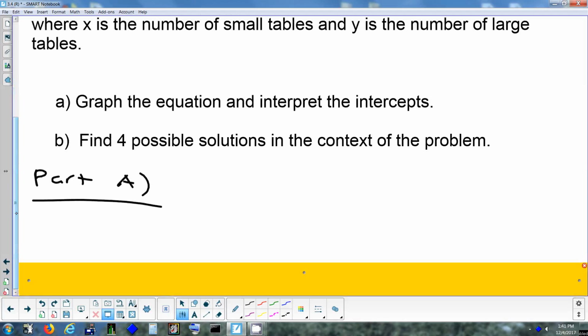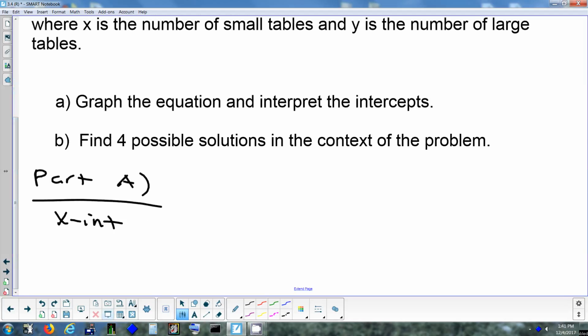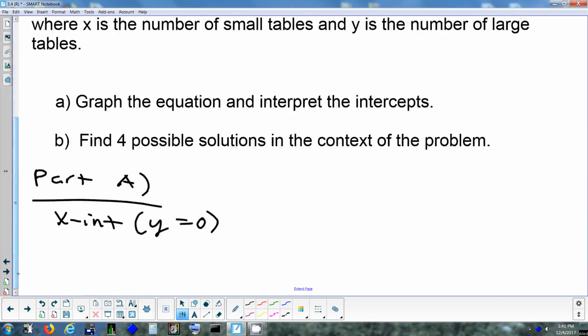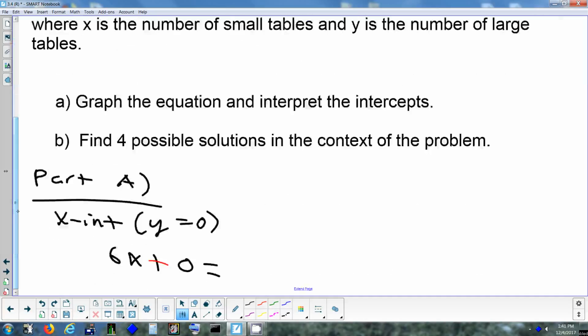Let's start with the x-intercept. Can somebody tell me, how do I find the x-intercept? You don't have to tell me what it is, just tell me what I have to do. You have to replace the y with 0. Yes. To find the x-intercept, plug in 0 for y. Let's go back up. It's going to be 6x plus 10 times 0, which is 0, equals 180.